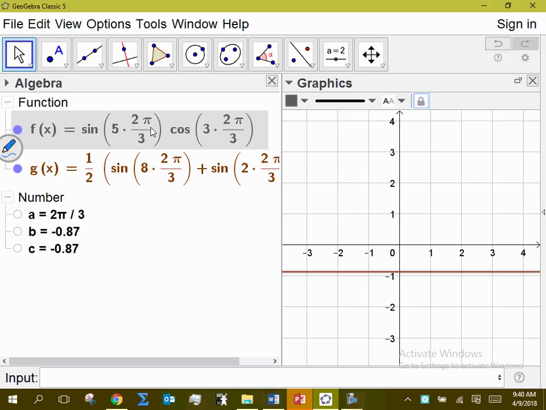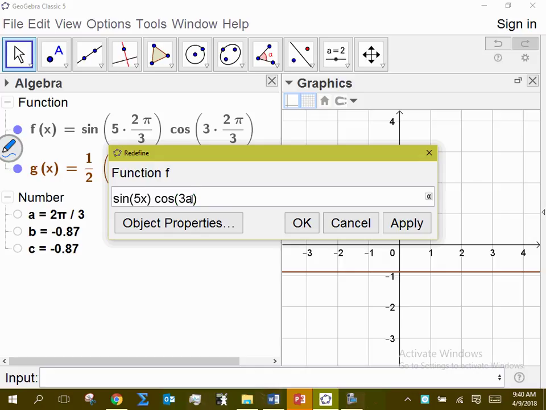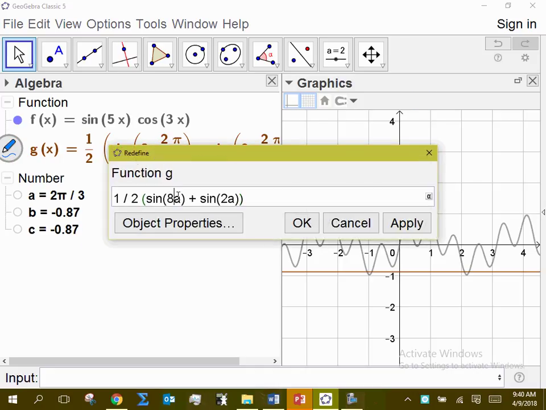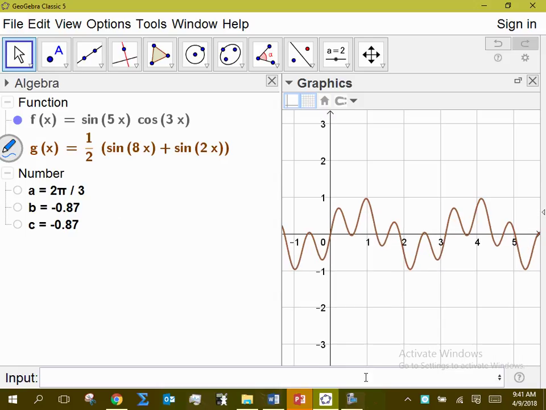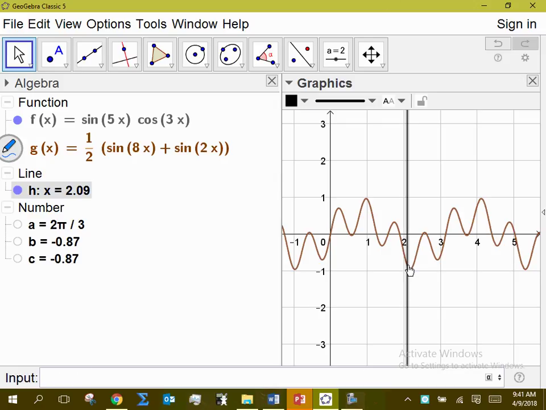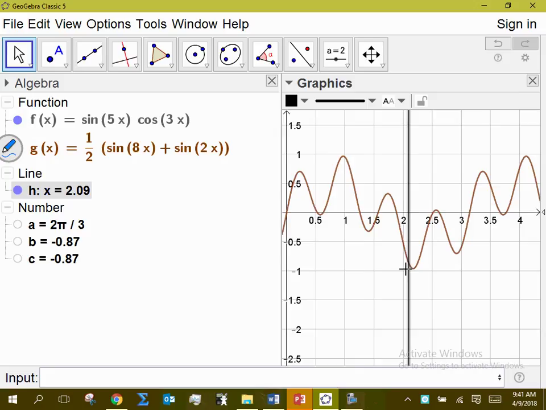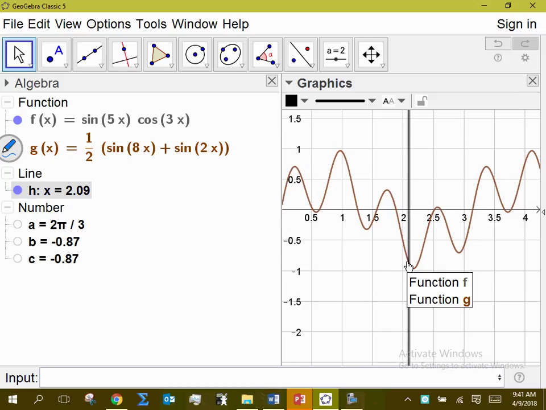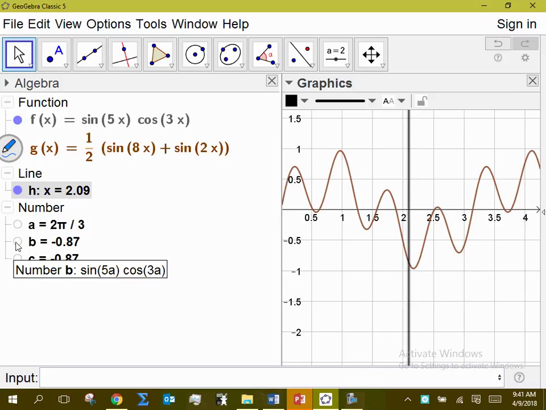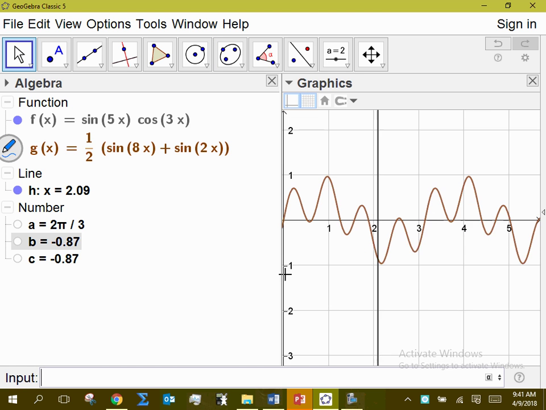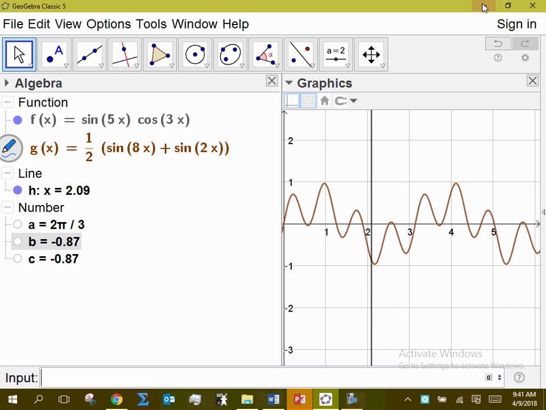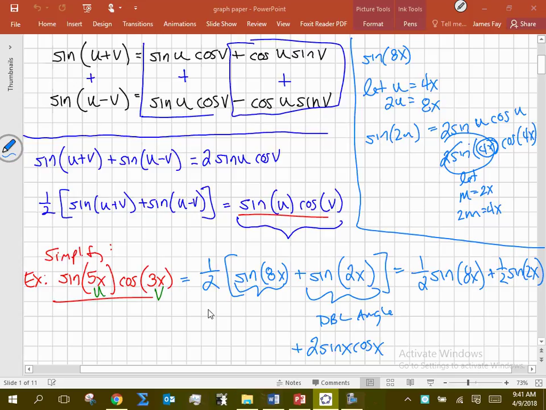Okay. If these were x's again. Okay, it's showing the height when a is at 2 pi over 3, so it's showing that horizontal bar that's going through that point right there. Does that kind of make sense? Okay. So that's a product to a sum.